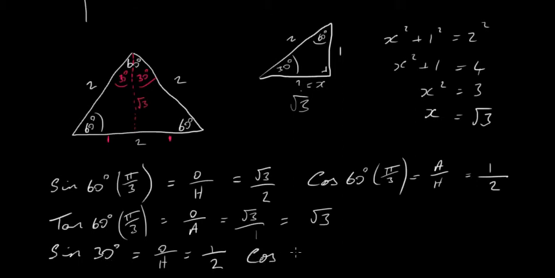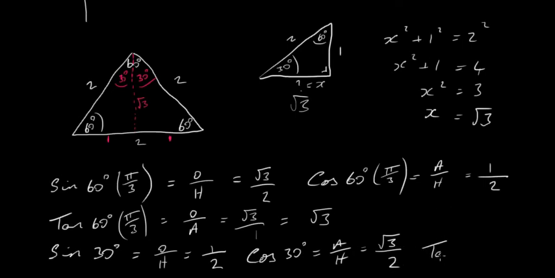The cosine of 30 degrees, or pi over 6, is going to be, again, adjacent over hypotenuse. So here's our 30 degrees. The adjacent this time is root 3. So that's going to be root 3 over the hypotenuse again, which is 2, so root 3 over 2. So the cosine of pi over 6, or the cosine of 30 degrees, is root 3 over 2.